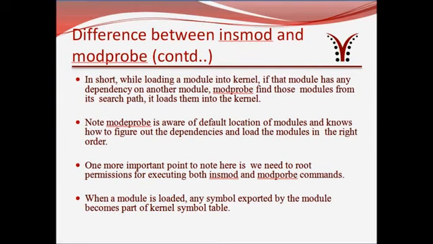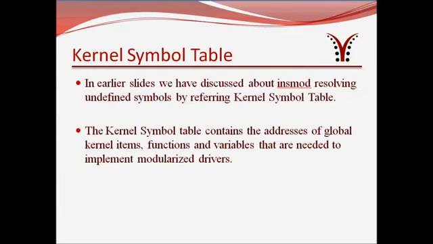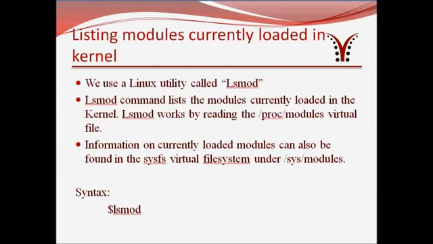As I mentioned earlier, one more important point to note here is we need root permissions for executing both insmod and modprobe commands. When a module is loaded, any symbol exported by the module becomes part of the kernel symbol table. So what exactly is the kernel symbol table? In earlier slides, we have discussed insmod resolving undefined symbols by referring to the kernel symbol table. The kernel symbol table contains the addresses of global kernel items like functions and variables which are needed to implement modularized drivers. Now we know the details of loading the kernel module using insmod and modprobe.